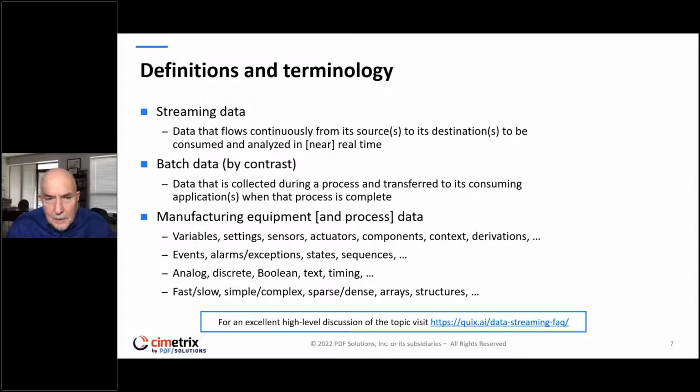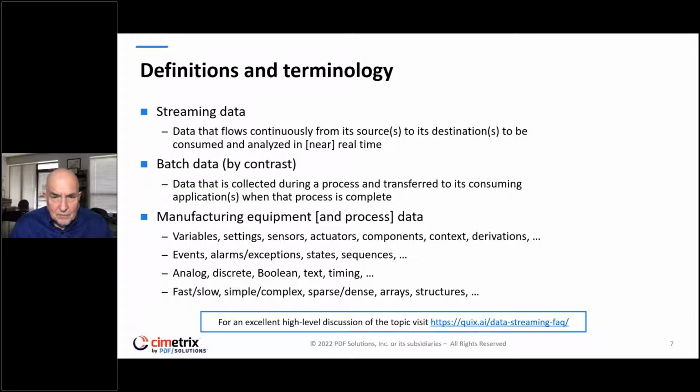I didn't say hard real time because many people consider that sub-millisecond level data communication. This is not quite at that level, but it is much closer to real time than, say, something at the end of a batch or an end of a shift or end of a day.